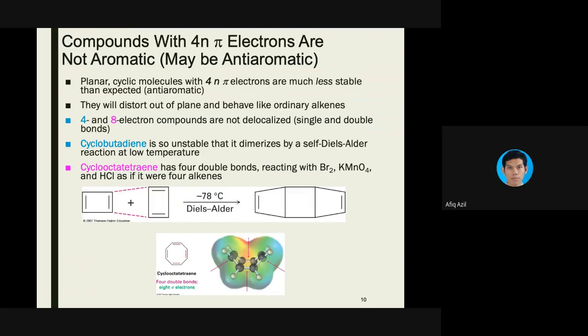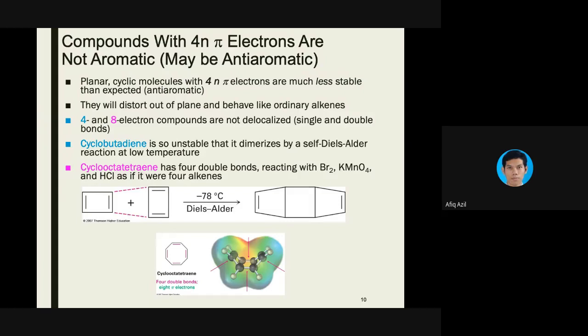So if you put into the equation 4n plus 2 equal to 4, then that n is not a whole number. Instead, it fulfills the formula of 4n. Okay, 4n equals the number of pi electrons. So they are less stable. They will distort out of plane and behave like ordinary alkenes. So it can have addition reactions.